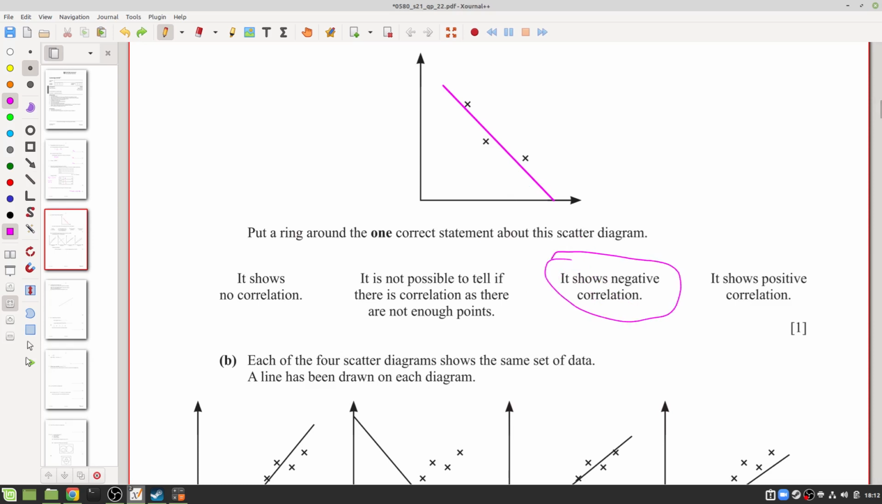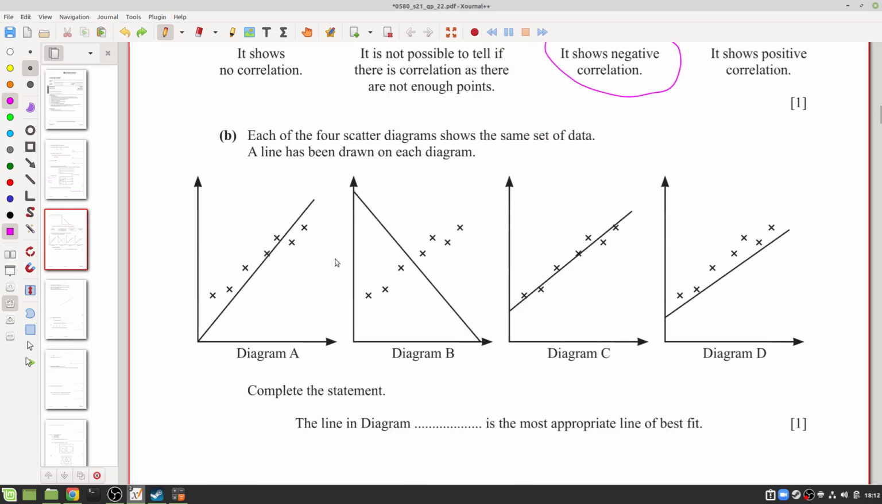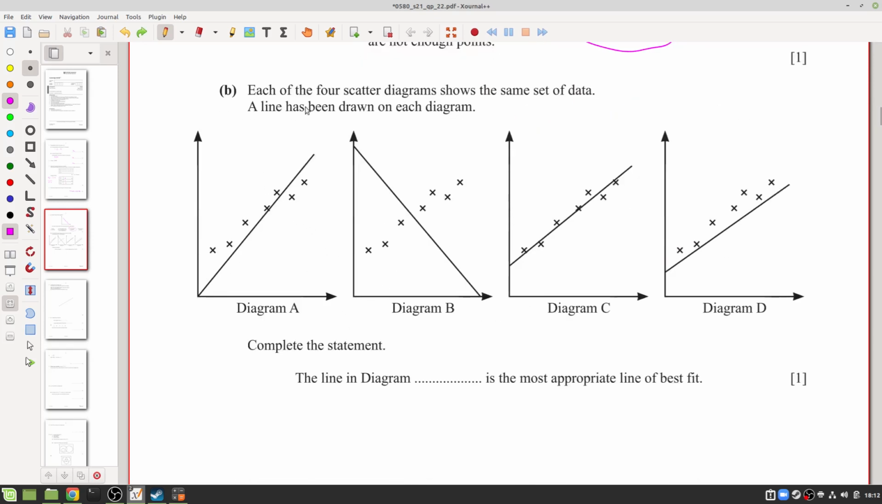Pretty sure it shows a negative correlation. Not positive. Positive would go in that direction. That's a negative correlation. For B, each of the four scatter diagrams shows the same set of data.